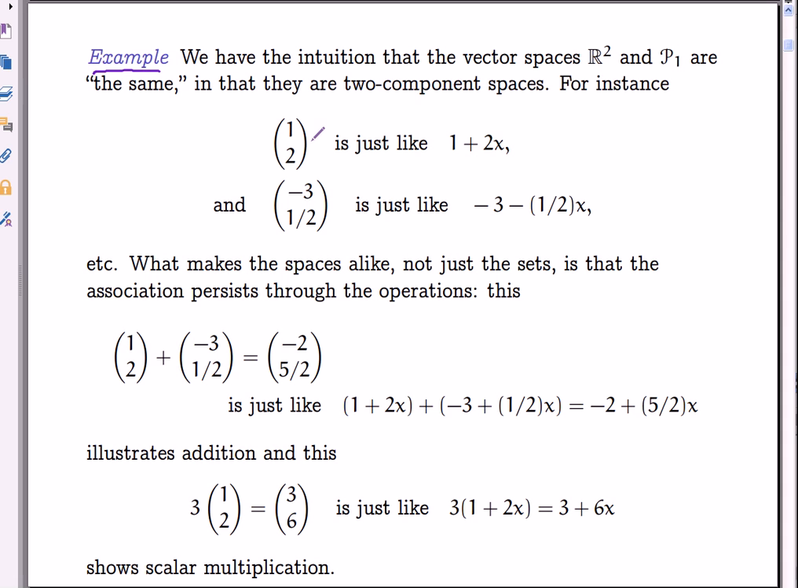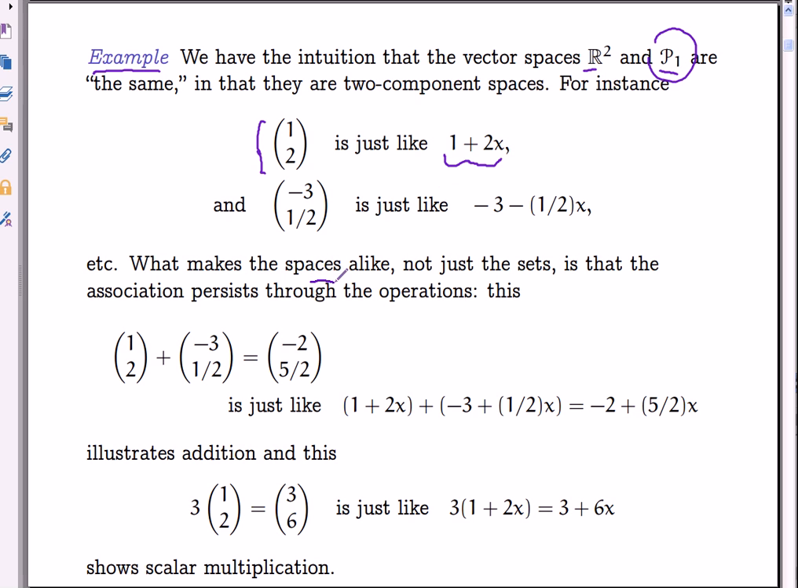Now we've seen several vector spaces that seem to be virtually identical. For instance, R2 and P1. P1 is the polynomials of degree 1. And you can see really that the behavior is just the same. (1, 2), this is an element of R2. And really this behaves just like 1 plus 2x. If you've worked with (1, 2) and 1 plus 2x, you see they really behave pretty much the same way. And here's another example. (-3, 1/2) is just like -3 plus 1/2 x. You add vectors here the same way you add polynomials here. You multiply vectors here the same way you multiply polynomials here, and so on.